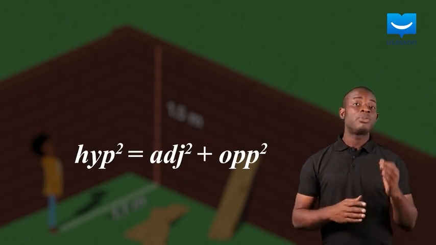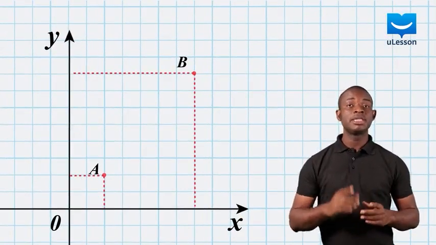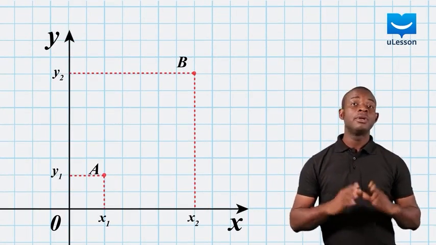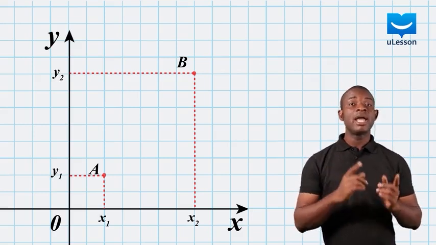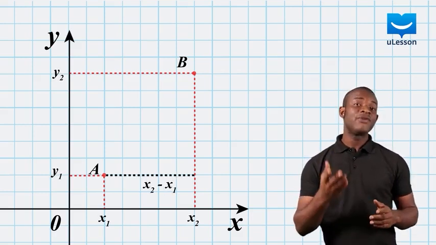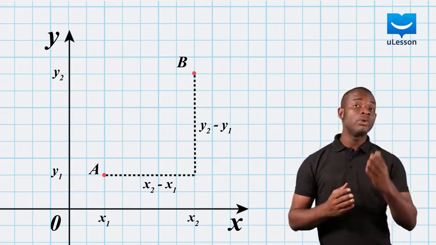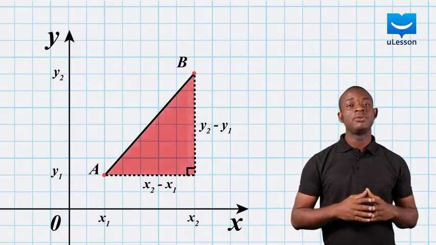The same applies to points in the Cartesian plane. For any 2 points A and B with coordinates x1, y1 and x2, y2 respectively, these points have a horizontal displacement which is given by x2 minus x1, and a vertical displacement which is y2 minus y1. You will observe that these displacements form a right-angled triangle.